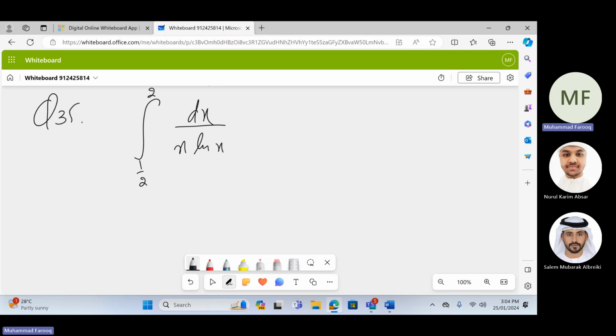No, it's improper. Yes, we have a problem. The problem is not in the lower and upper limits. The real problem is between them. From half to 2, which point is creating the problem? 1. Because when you say ln 1, it is 0. So we divide by 0, and the integral becomes undefined.